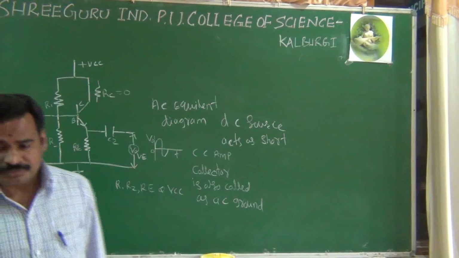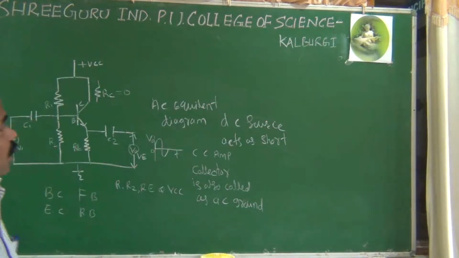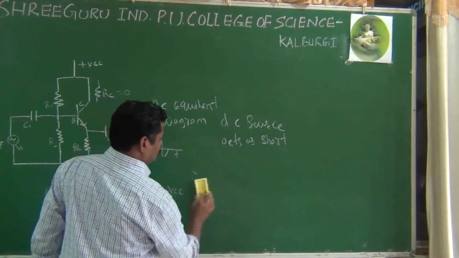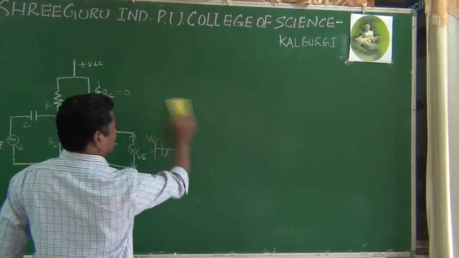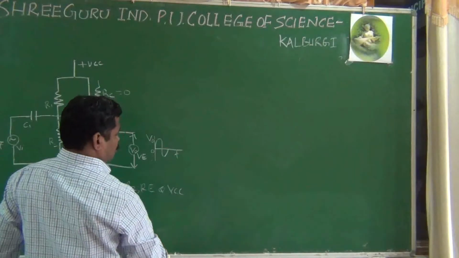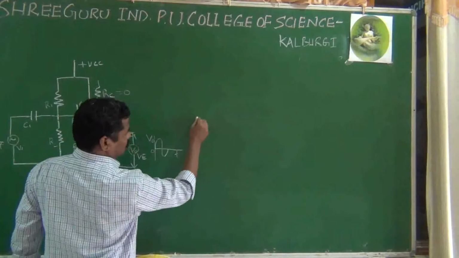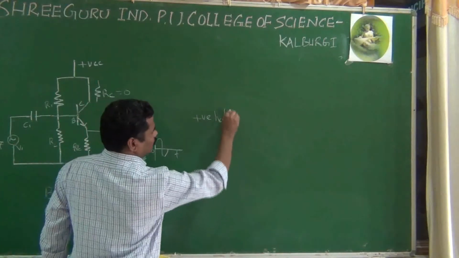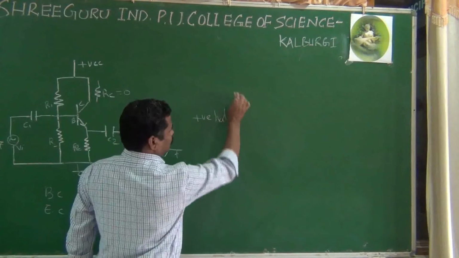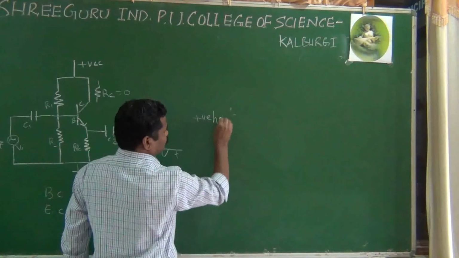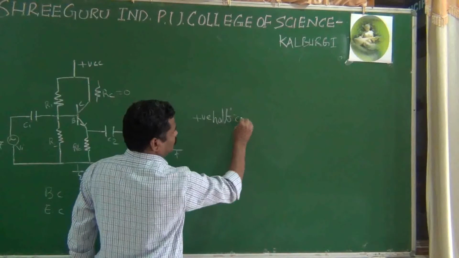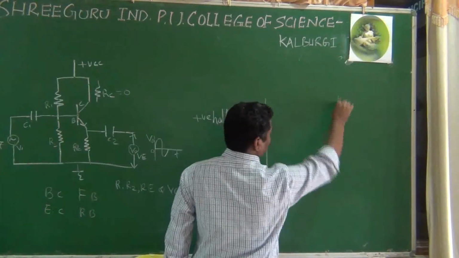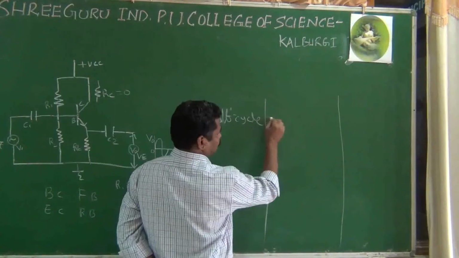Now, if you apply the input signal, what is the effect? Here also, as you studied in your common base amplifier, you go for two cases. One is the positive half cycle: what is the effect of the positive half cycle? And what is the effect of the negative half cycle?